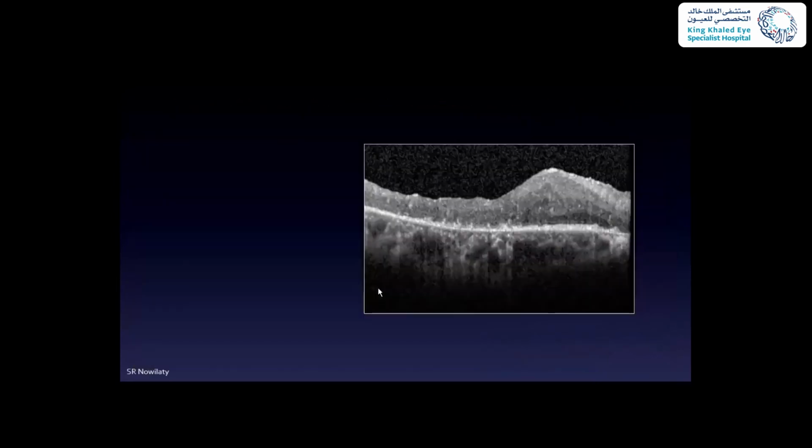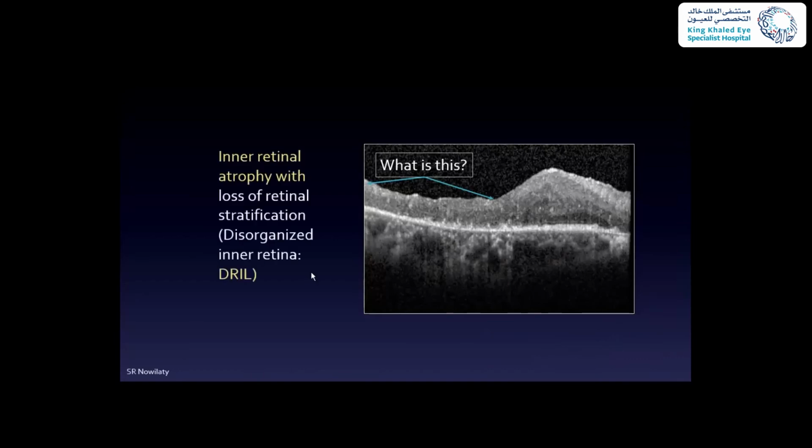Anyway, I don't remember what I was asking. Okay, what is this? What do you see? You see basically atrophy, right? You see atrophy compared to here. This whole retina is atrophic, but also the outer retina is atrophic. And by consequence, you start to see the choroid being much more hyperreflective than here. So basically, this is an inner retinal atrophy with loss of stratification called DRIL, and you have posterior inverse shadowing.